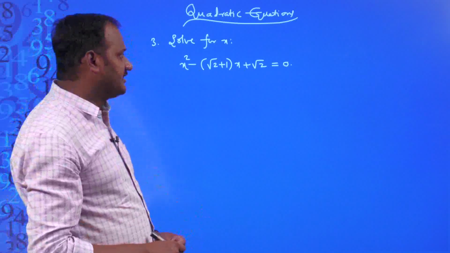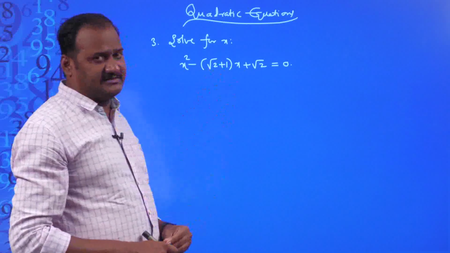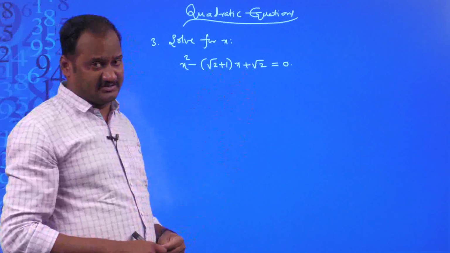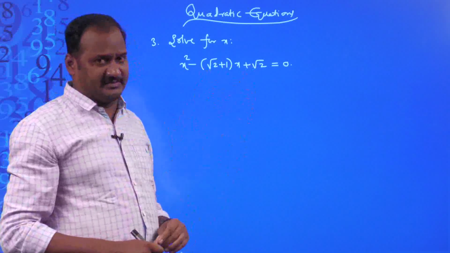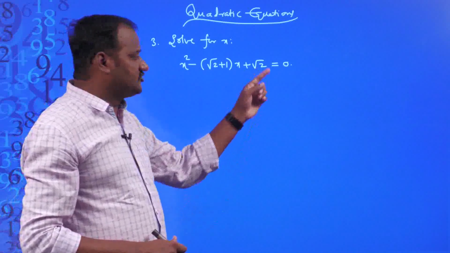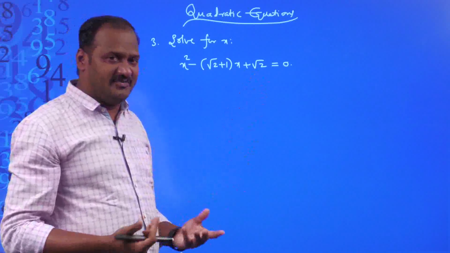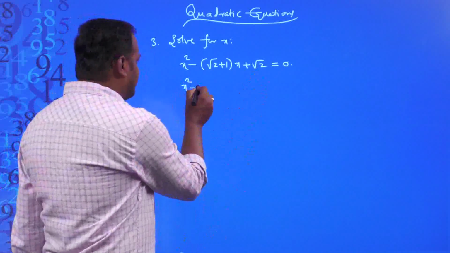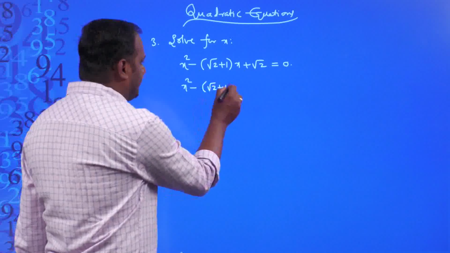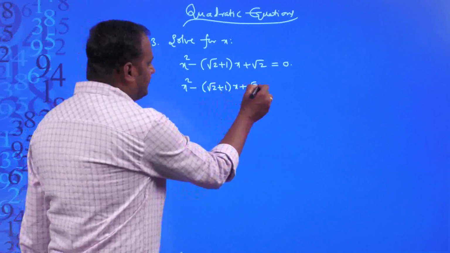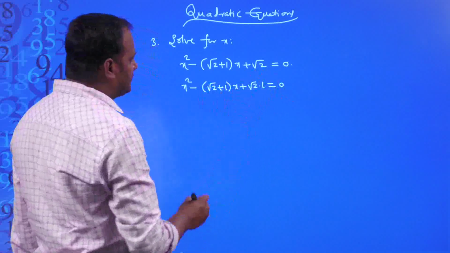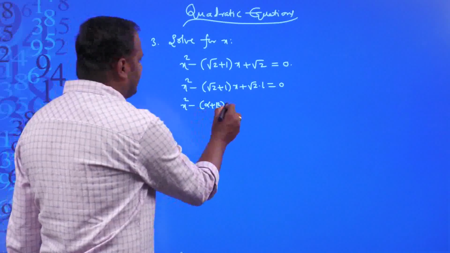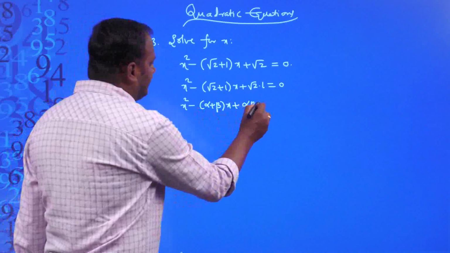So, definitely I will have to think, because here root 2 plus 1 is the sum of the zeros and root 2 is in the place of the product of the zeros. If these two are the zeros, for example, root 2 and 1, then here it should be root 2 into 1. Obviously, root 2 into 1 is equal to root 2. You know? Yes. So, you can write it as x square minus of root 2 plus 1 times x plus root 2 into 1 is equal to 0, which is in the form of x square minus of alpha plus beta times x plus alpha into beta is equal to 0.